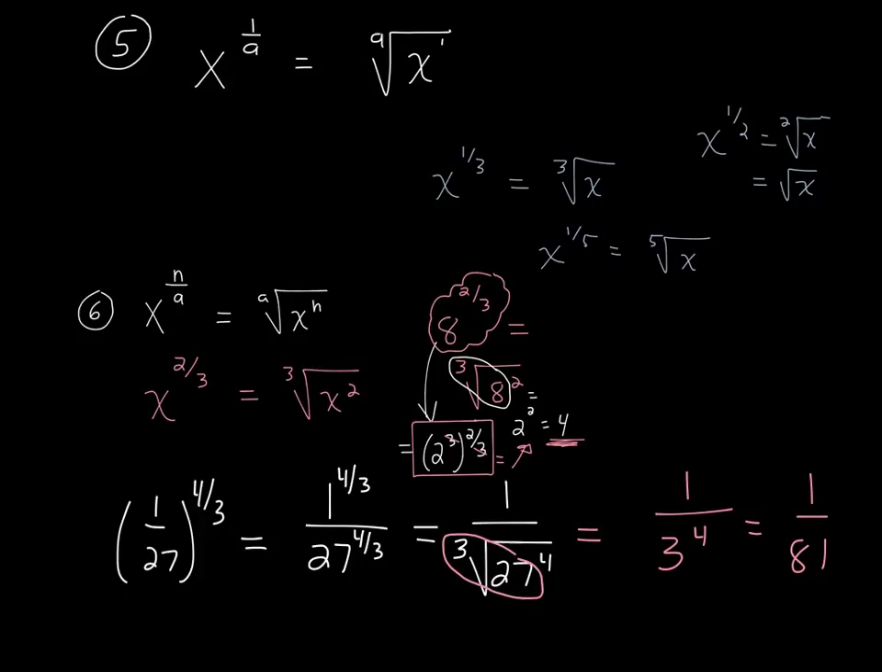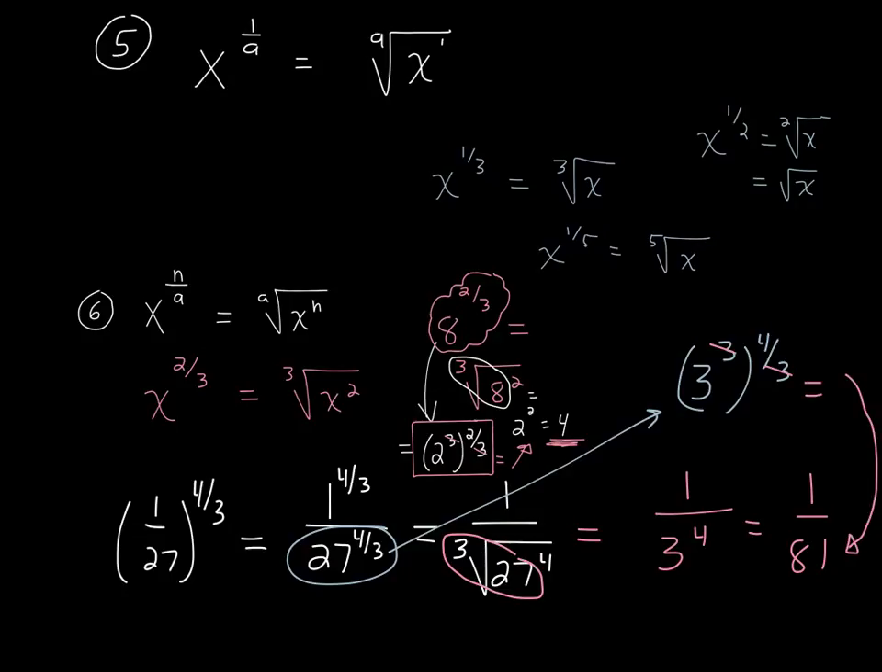Now, in regards to this piece right here, this 27 to the 4/3, the other option is to say, okay, 27, that is 3 cubed. And then we have that power of 4/3. From there, like before, these 3's will cancel, and you'll still get that 81 that we saw before.